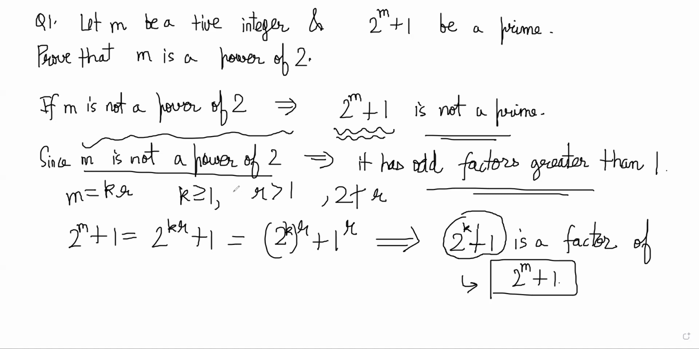Because m is not a power of 2, we can write it as kr, where r is odd. So because of this, that will prove that 2 power m plus 1 is not a prime, which is a contradiction to our initial statement where we said that it must be a prime. So we have gotten our contradiction, and therefore our initial assumption is wrong. The assumption was that m is not a power of 2. That assumption is wrong, right?